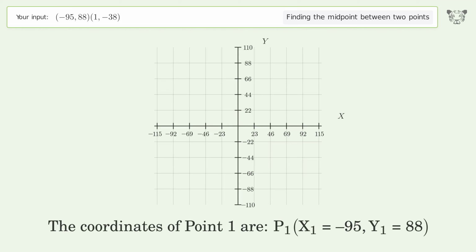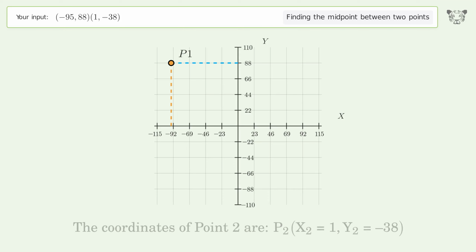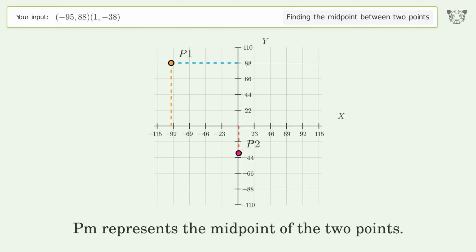The coordinates of point 1 are x1 equals negative 95, y1 equals 88. The coordinates of point 2 are x2 equals 1, y2 equals negative 38. PM represents the midpoint of the 2 points.